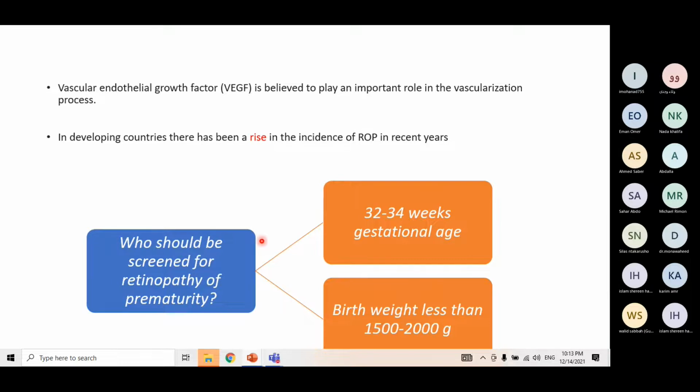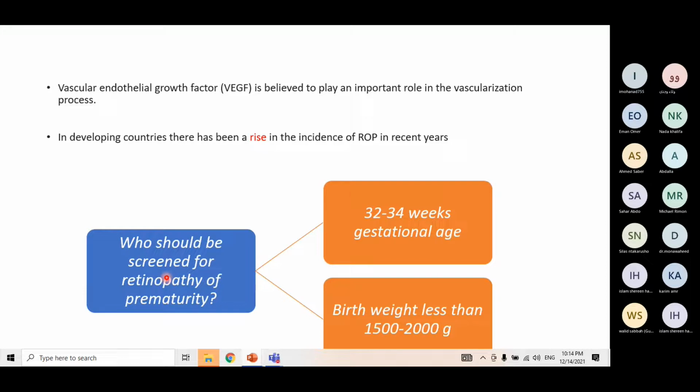The most important thing is who should be screened for retinopathy of prematurity. Each country has its own screening protocol. Here in Egypt, we still don't have our protocol, so we try to widen the number of patients that we screen. It's well known in the literature that patients in developing countries can develop ROP even with larger gestational age or larger birth weight.